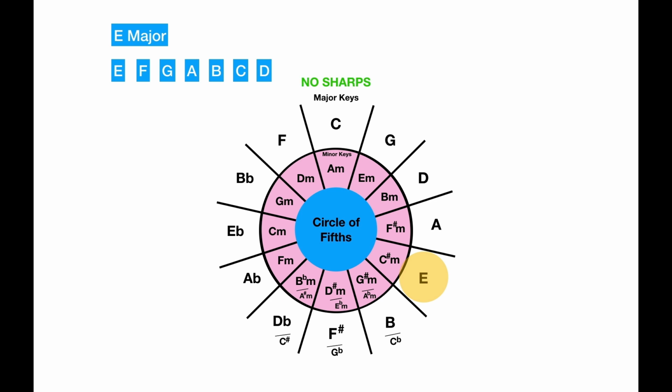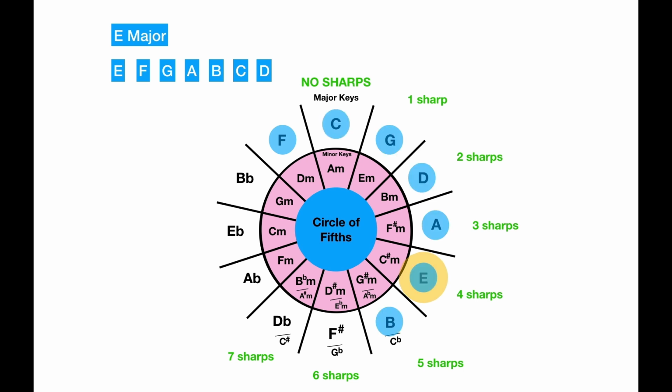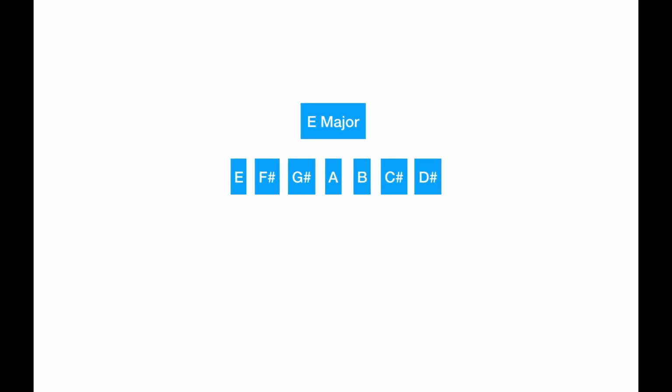So we know that C has no sharps in it. And as we work our way clockwise around the circle, we can see that E will have 4 sharps. So starting on that F, which is where all of the sharps start from, we can see that E needs 4. So the first 4 will be F, C, G and D. So therefore the E major has E, F sharp, G sharp, A, B, C sharp and D sharp.